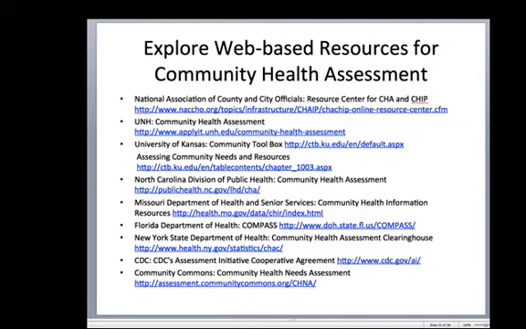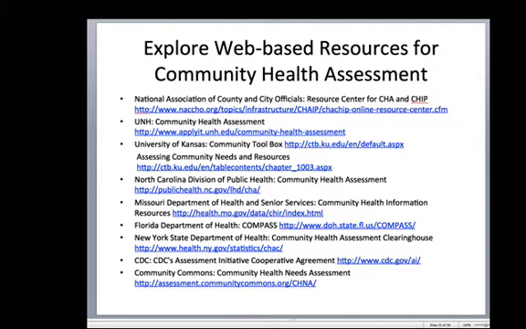The National Association of County and City Officials has a whole resource center for community health assessment and the community health improvement process. Many materials are available there, various tools for doing community health assessments, examples of assessments that have been conducted in different communities, etc.